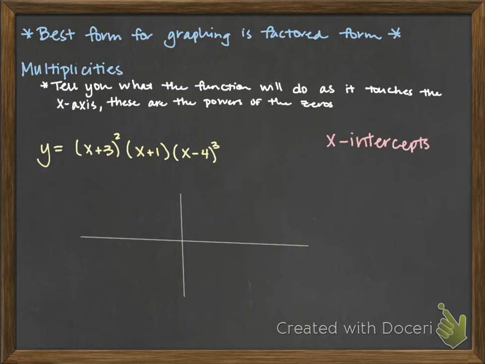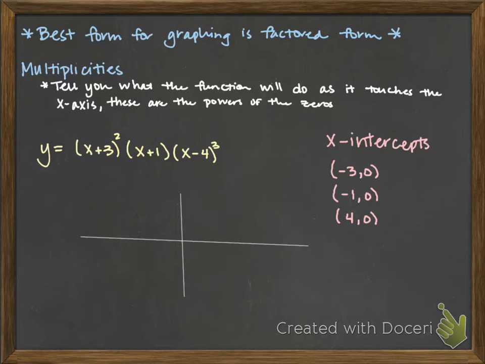So we can find the x-intercepts, or the zeros of this function, by setting our equation equal to 0 and using the zero product property. From this, I know that I will have one x-intercept at (-3, 0), another one at (-1, 0), and another one at (4, 0). If you need help with finding the x-intercepts or using the zero product property, refer back to our solving quadratics video.